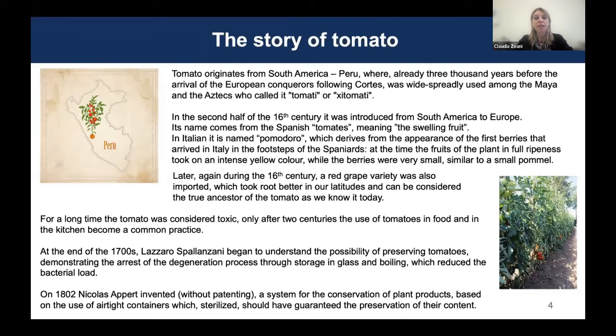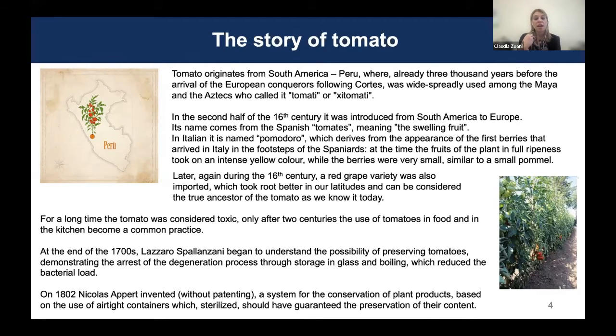And then later on, the variety changed and adapted, and also the color adapted to our latitudes. For a long time, it was considered toxic, and it started to be used for food purposes only after 2 centuries from its arrival in Europe. And the first one who thought to apply some process for preserving tomatoes was, in the 17th century, the Italian Lazzaro Spallanzani, who demonstrated the possibility to stop the degeneration process of tomato through its storage in glass and boiling, reducing the bacterial load.